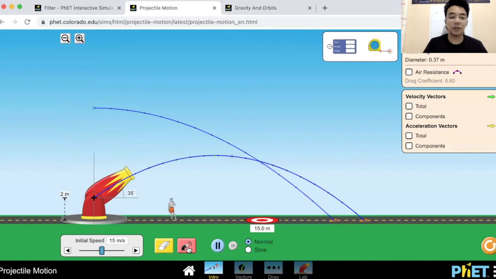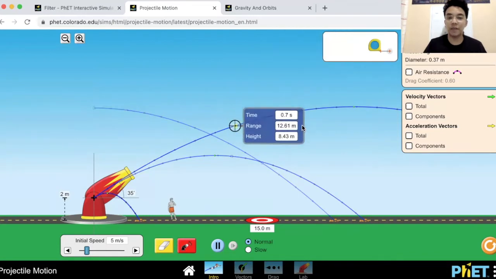Other features of this simulation is that you can vary the initial speed of the projectile. You can also measure several quantities such as time, maximum height, and range. You can also make it more fun by choosing your own projectile. You can try a pumpkin, a human, or even a piano as your projectile.